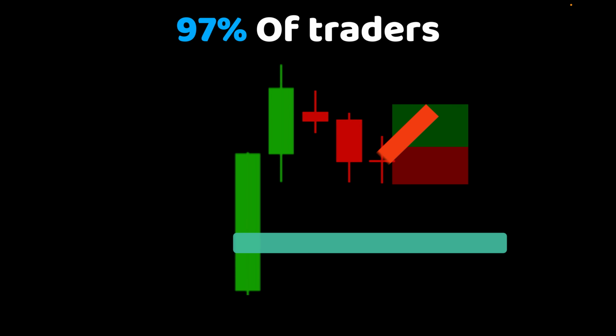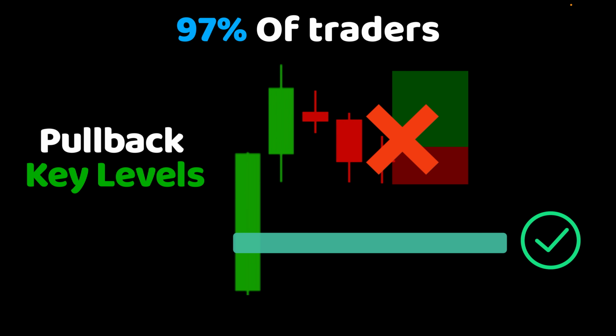97% of traders do not know how to find pullback key levels correctly, and today I will teach you exactly how to find them in 4 simple steps. Let's get started. Here is something important to understand about pullbacks.